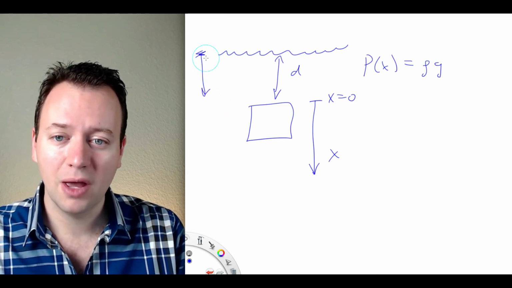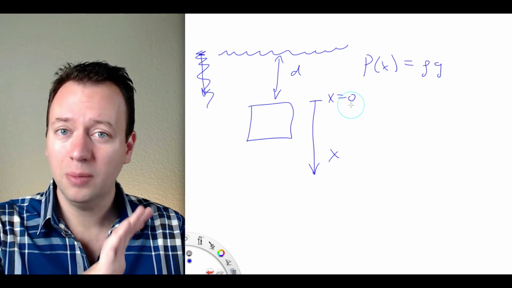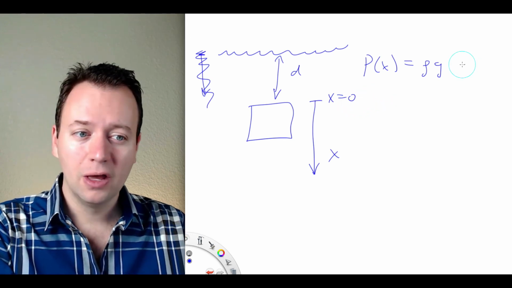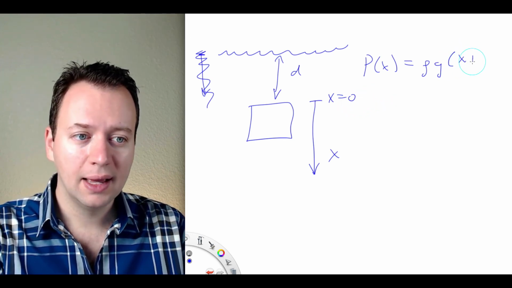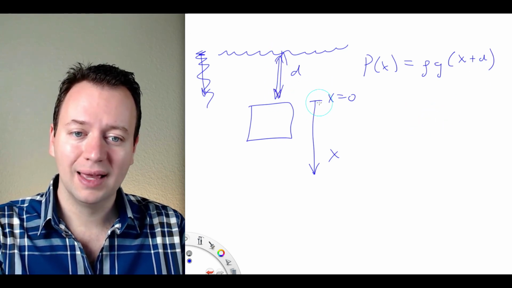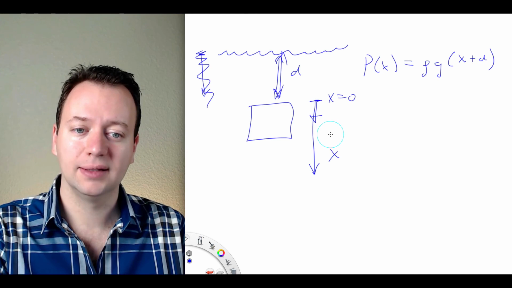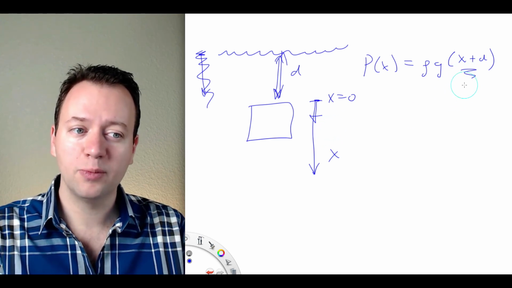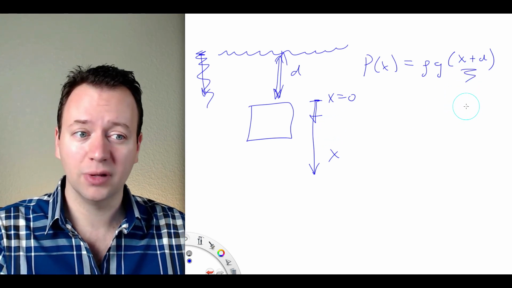If x is not measured from the surface level, it's going to be rho times g times the depth. So in this case, it's rho g times (x plus d), right? Because we start off with depth d, and then we add to that a depth of x. So the total depth below the surface of the water is x plus d.